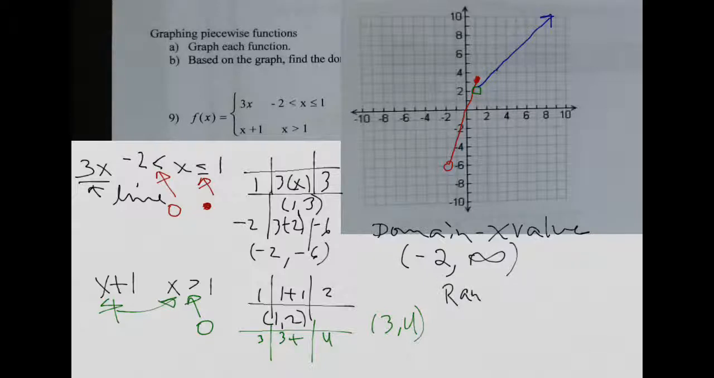My range is my y values. What is my smallest y value here? It looks like it's -6. Again, it's an open circle, so I need a parenthesis. And it goes up, up, up, and it keeps going, so it's from -6 to infinity for the range.